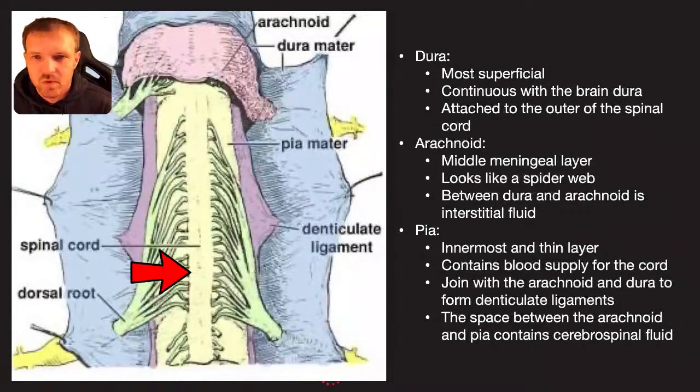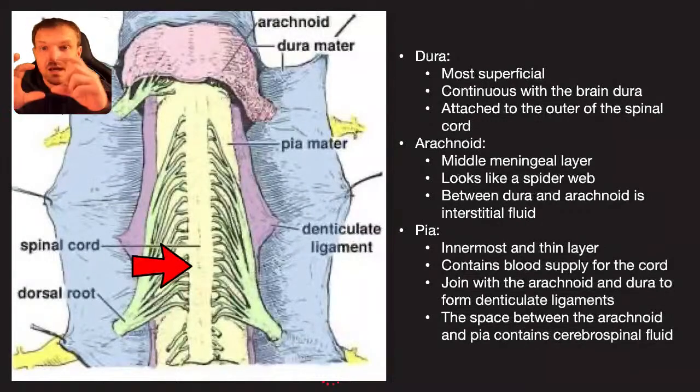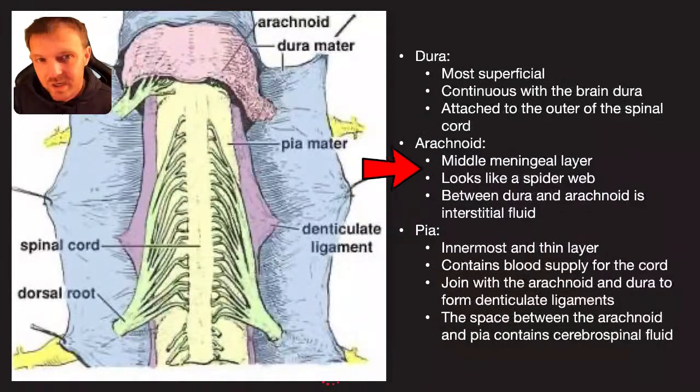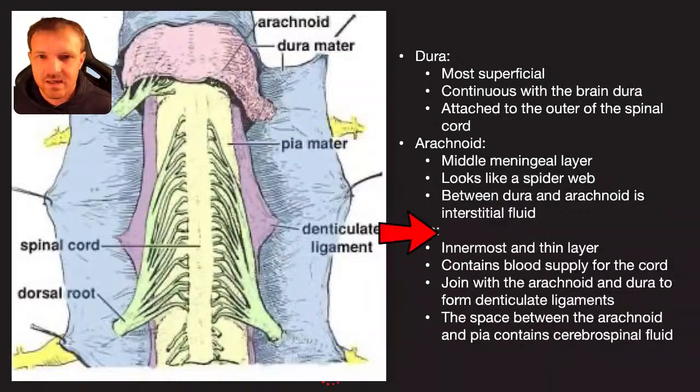And then the spinal cord in the middle there. Okay, so you'll have exactly the same kind of thing coming off the front as well, and those will be the ventral roots. Right, so the arachnoid layer is the middle meningeal layer, looks like a spider's web, and between the dura and the arachnoid is some interstitial fluid. So interstitial means in between tissue. So we've got another layer of fluid within there as well.